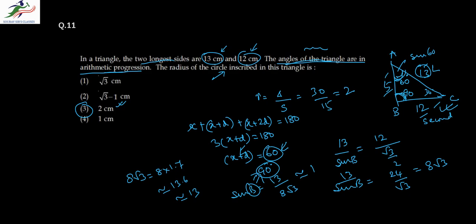But as I said, whenever you find this condition that the angles of a triangle are in AP and two of the largest sides are given in the form of any Pythagoras trio, then the triangle would always be a right angle triangle. So hence 3 is the correct answer.